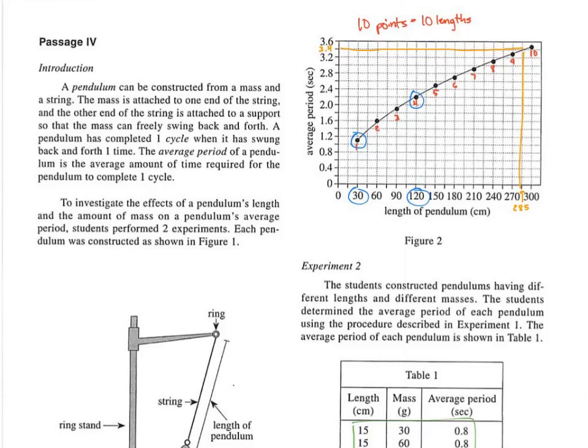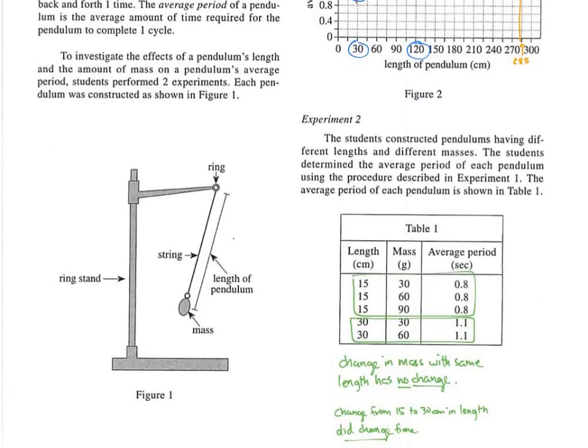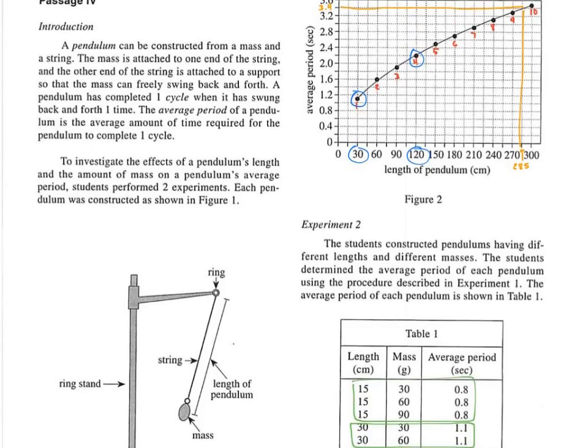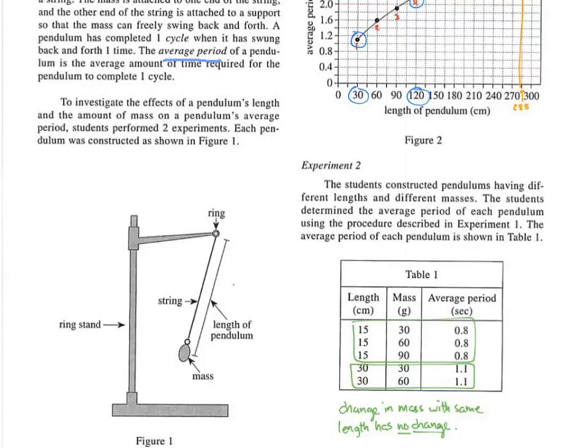This fourth passage is a research passage, and some students were testing the effects of mass and length on a pendulum. A pendulum was constructed with a ring stand, and they tied a string to a mass. What they were calculating was the period, which is the amount of time required for the pendulum to complete one cycle, meaning swinging back and forth once.